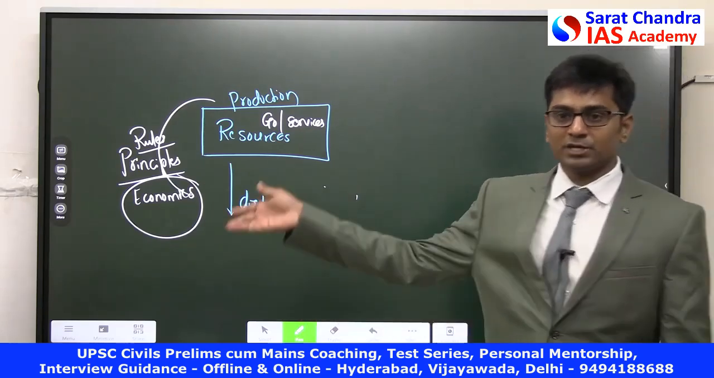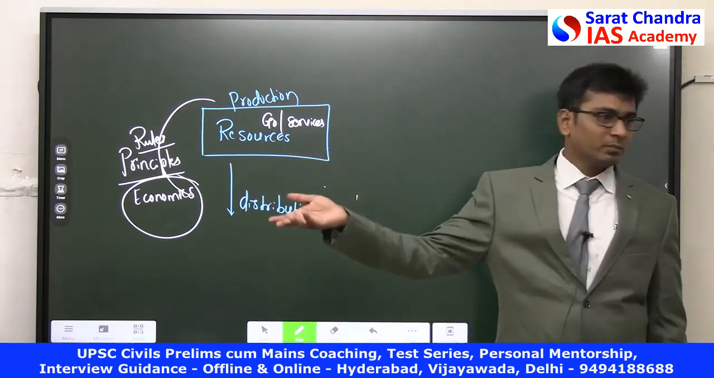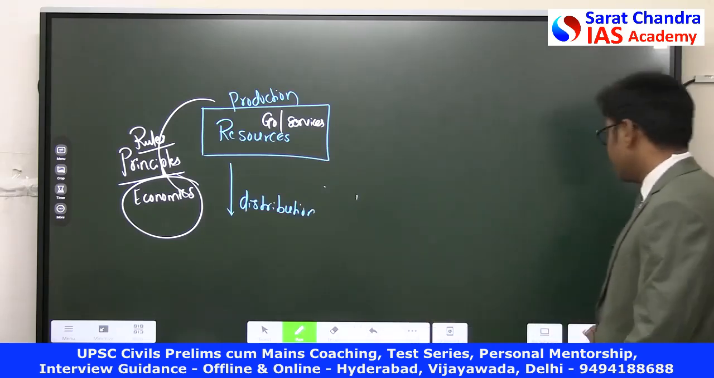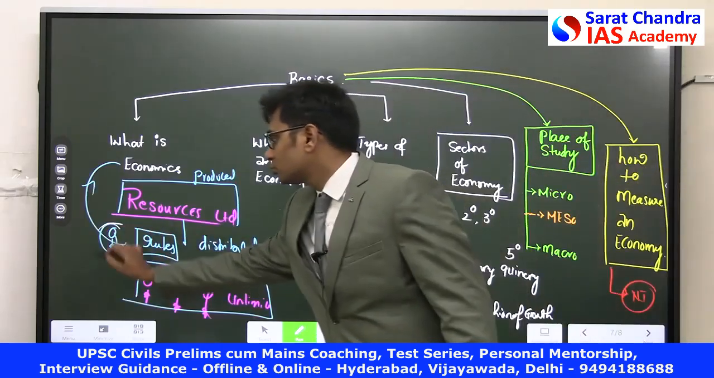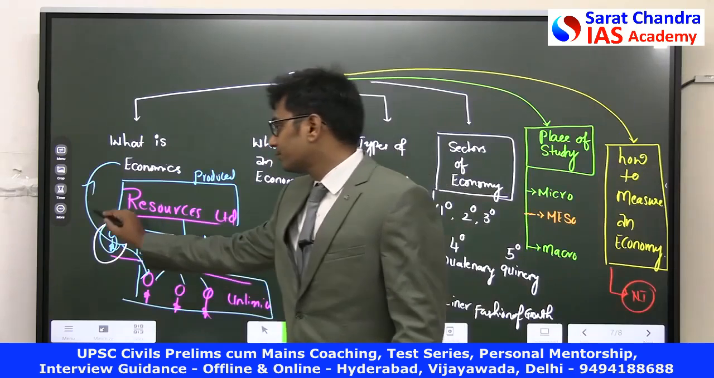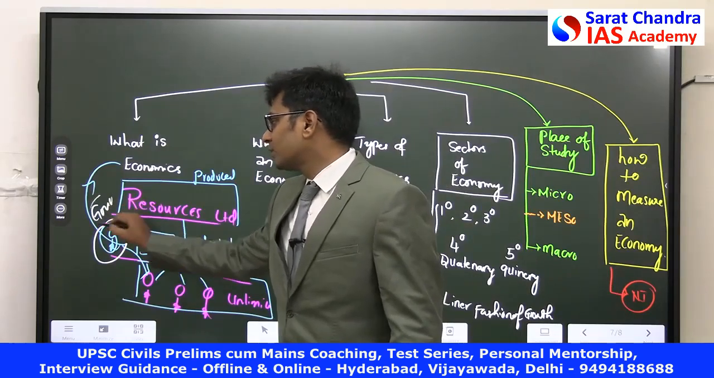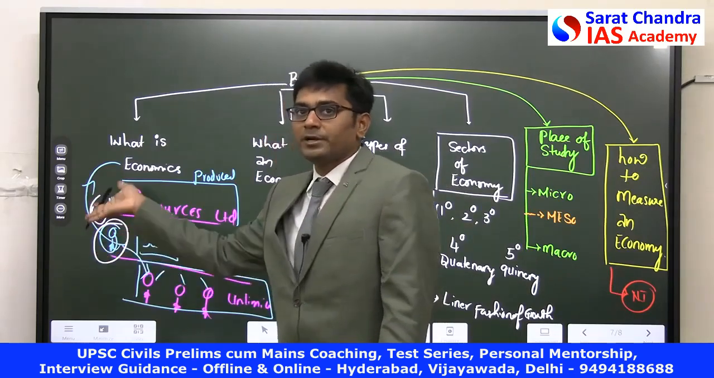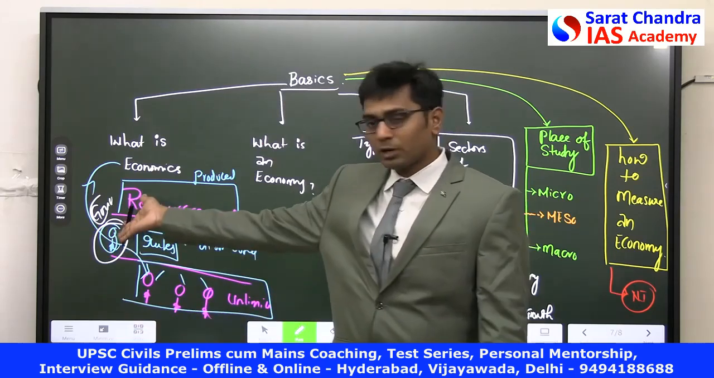In GS Paper 2 you study governance. Why should there be a government? The fellow whom you have ordered here to distribute, today that fellow has become the government. What is government? Government is nothing but this fellow whom you have appointed to distribute it. Every 5 years you are appointing him.